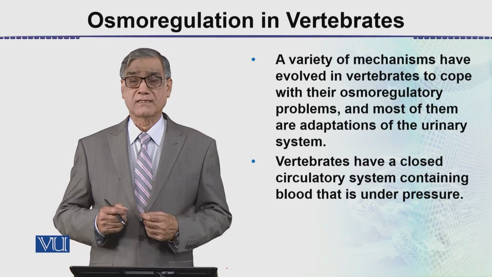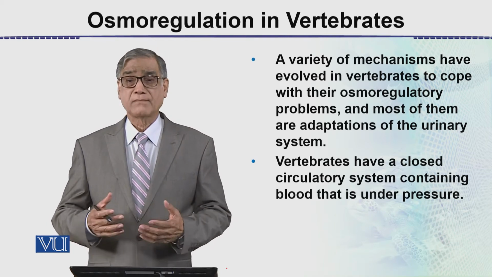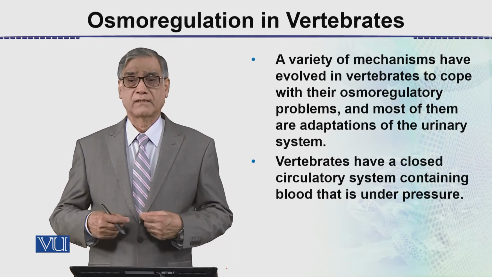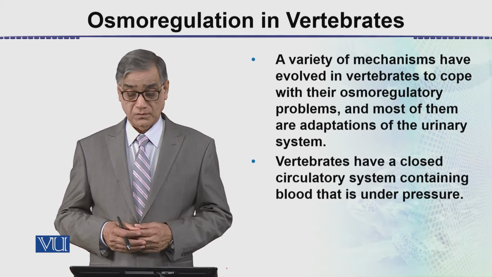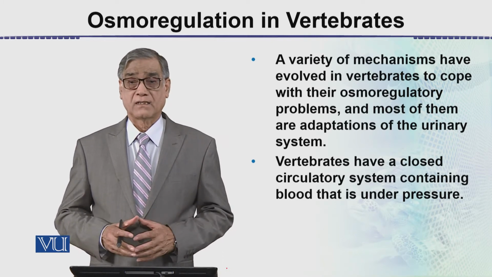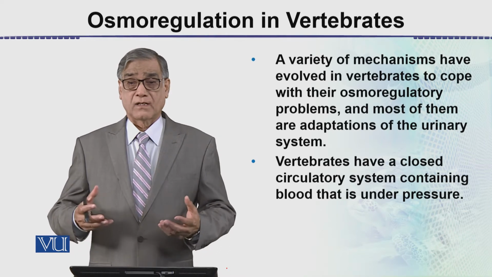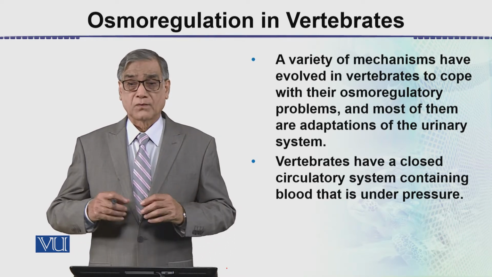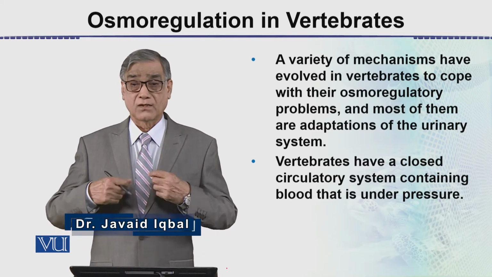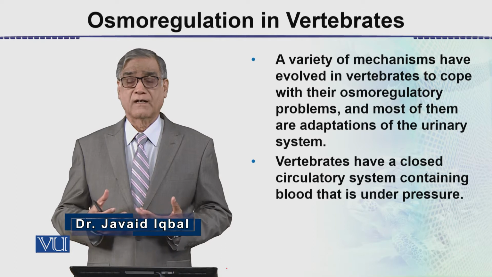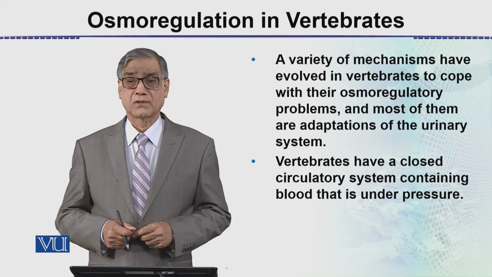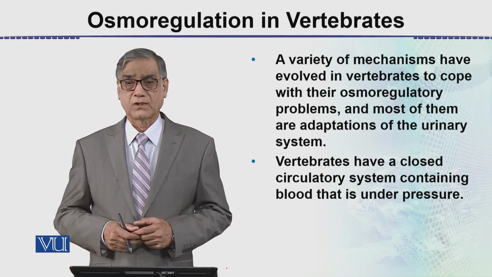Because the urinary system is the system jisme se maximum water loss hota hai, aur isi ke zariye se nitrogen waste ki removal bhi hoti hai. So this is very important to maintain the osmoregulation. Agar water retain karna ho to urine kam pass hoga, agar water zyada loss karna ho to zyada. This is something which is automatic. It is under the control of nerves or under the control of the hormones.